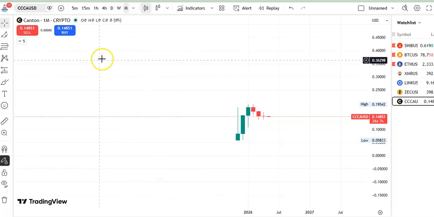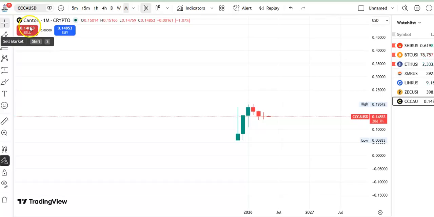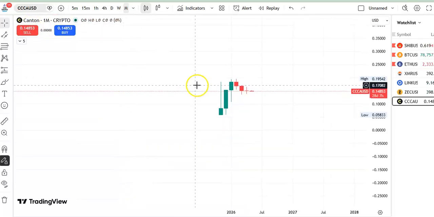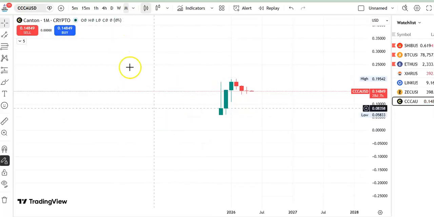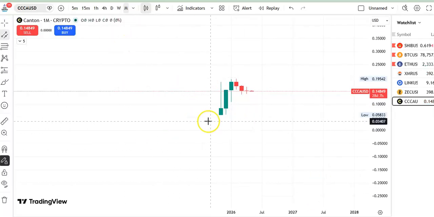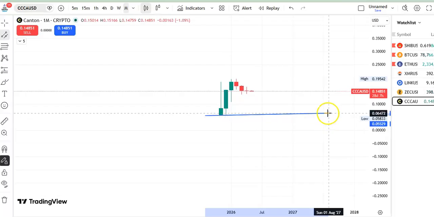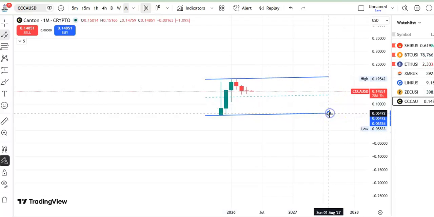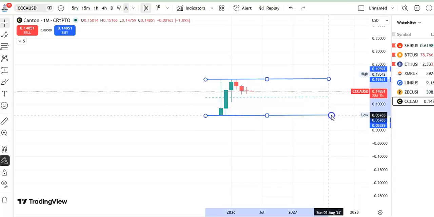Today I'm going to talk about this cryptocurrency, that is CC coin or Canton coin. In this video I'll be talking about the latest technical analysis. So let's begin. You can see that I'm in the monthly chart, so let us draw the trend line. You can see this is the support and this is the resistance. So within this channel pattern only the candles are moving.